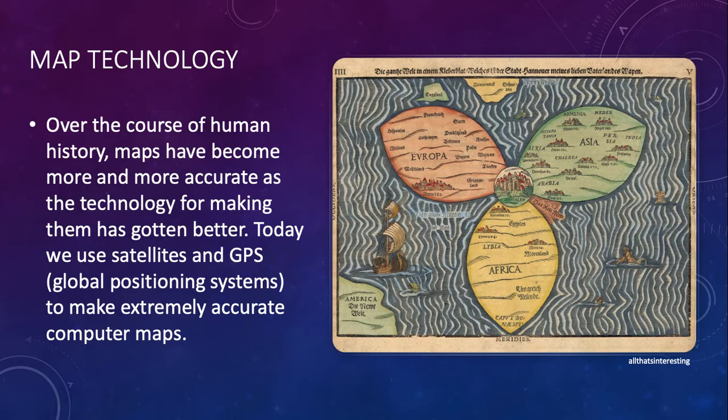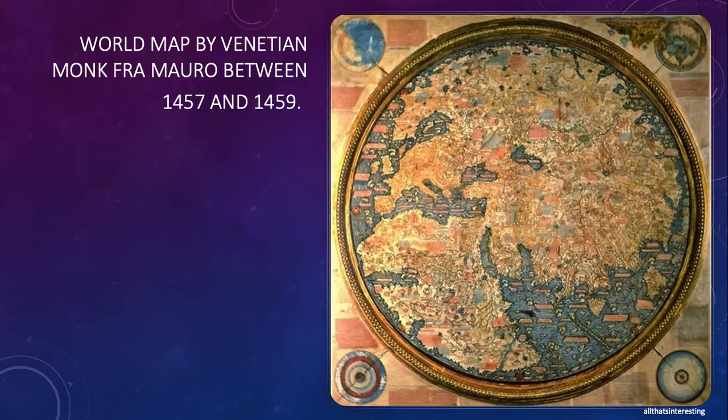Map technology. Over the course of human history, maps have become more and more accurate as the technology for making them has gotten better. Today we use satellites and GPS, GPS stands for Global Positioning Systems, to make extremely accurate computer maps. And here is another example of an older map. This was considered a world map in 1459. And it's only got 3 continents. It's got Africa, Europe, and Asia, to some degree of accuracy, but not super duper accurate.